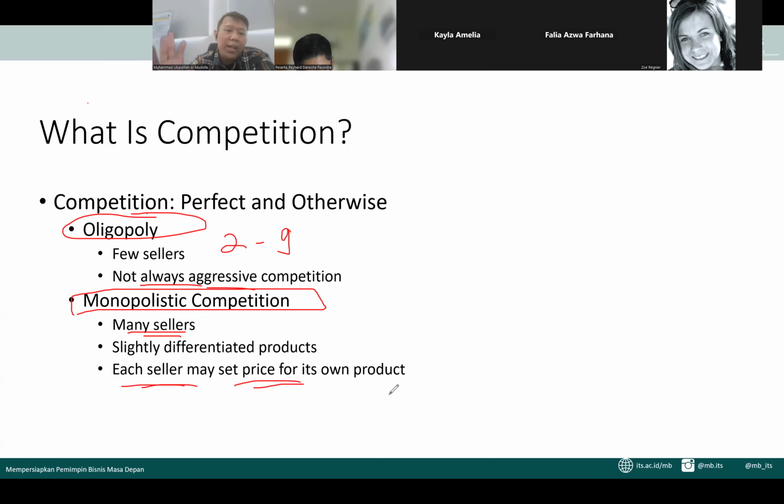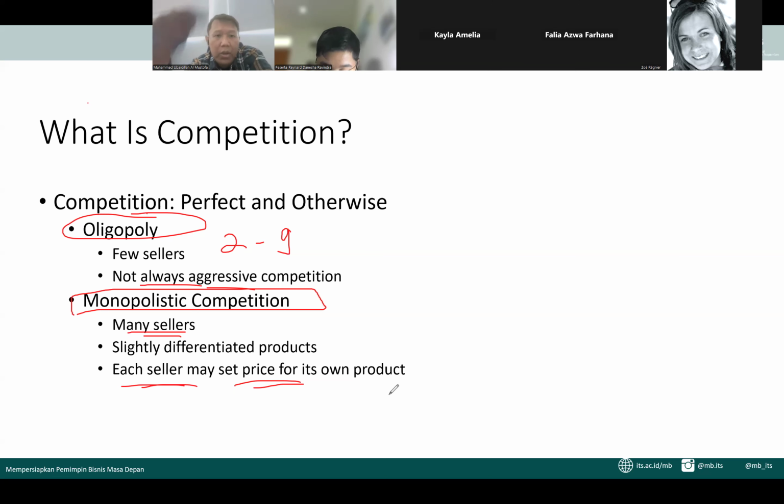A good example is the phone industry. In the phone industry, we have big players like Samsung, Apple, and maybe the third biggest one is Huawei and the other brands. But the biggest ones are Samsung and Apple. In the smartphone industry, they set their own price because they are slightly different products. Although we have many sellers, each seller can set the price. This is what we call monopolistic competition.